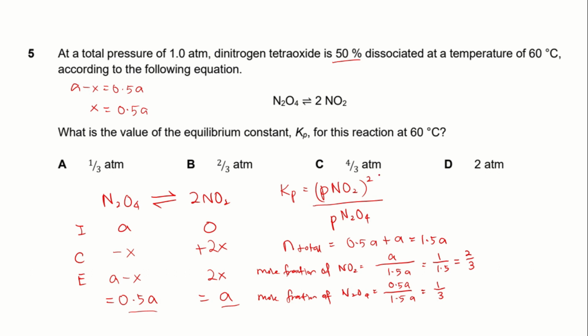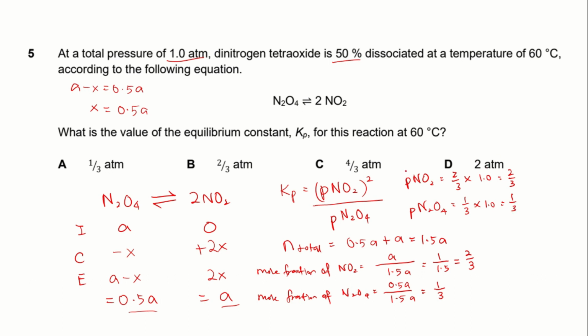After finding the mole fraction, we can find the partial pressure for each of them. Partial pressure is found by mole fraction multiplied by the total pressure. Total pressure is given as 1 atmosphere. So the partial pressure of the product, nitrogen dioxide, is 2 over 3. The partial pressure of the reactant, dinitrogen tetroxide, will be the mole fraction multiplied by the total pressure, 1/3.